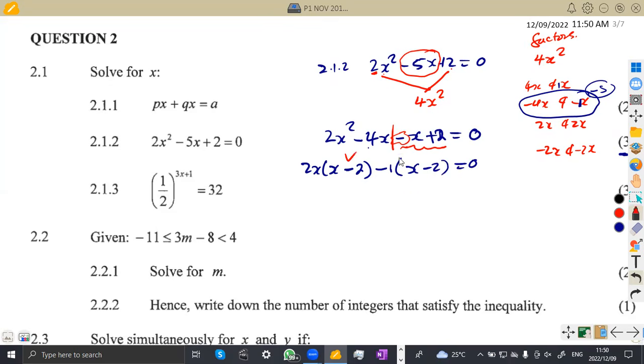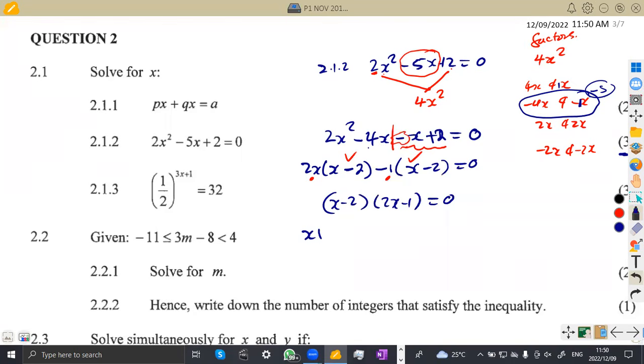So since the 2 brackets are the same here, we are going to factor out the x minus 2. Then the second bracket is going to be from the remaining terms, which is 2x minus 1. You equate to 0. So that means each bracket is equal to 0 here.